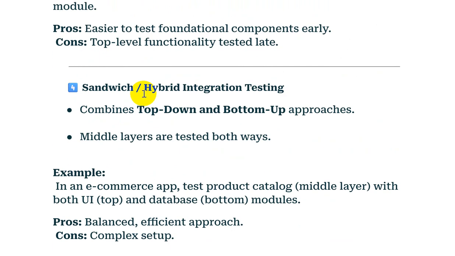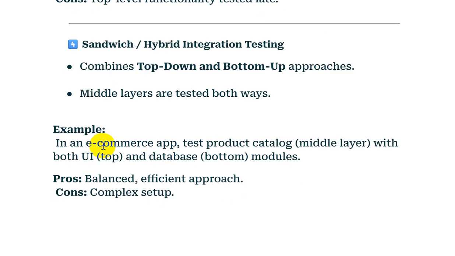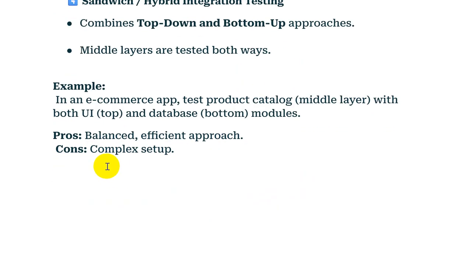Now the last one is sandwich or hybrid integration testing. It is the combination of top-down and bottom-up approaches. Here we can test the middle layer, and let's understand with an example. We can take the e-commerce application. We can test the product catalog, which is the middle layer, with both the UI at the top and the database as the bottom modules. Here, the advantage is a balanced and efficient approach. The disadvantage is the complex setup we need.